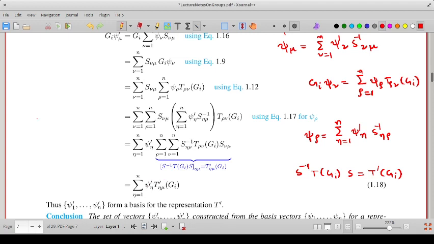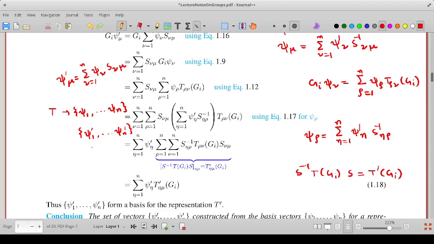So the result is the following. Suppose we have a representation T of a group, and the basis vectors for this representation are psi 1, psi 2, etc., up to psi n, and then we can construct new vectors psi 1 dash, etc., psi n dash, using the transformation psi dash mu is equal to sum over nu running from 1 to n psi nu S nu mu.